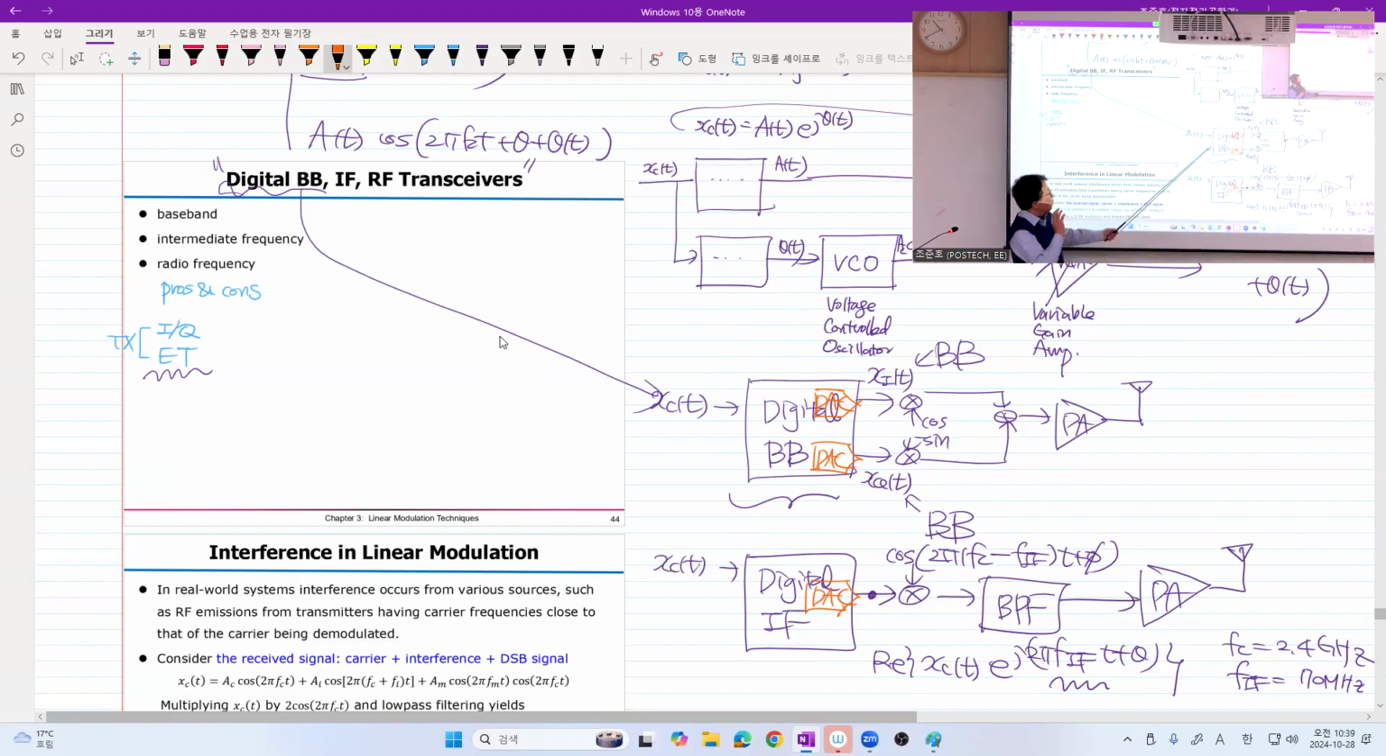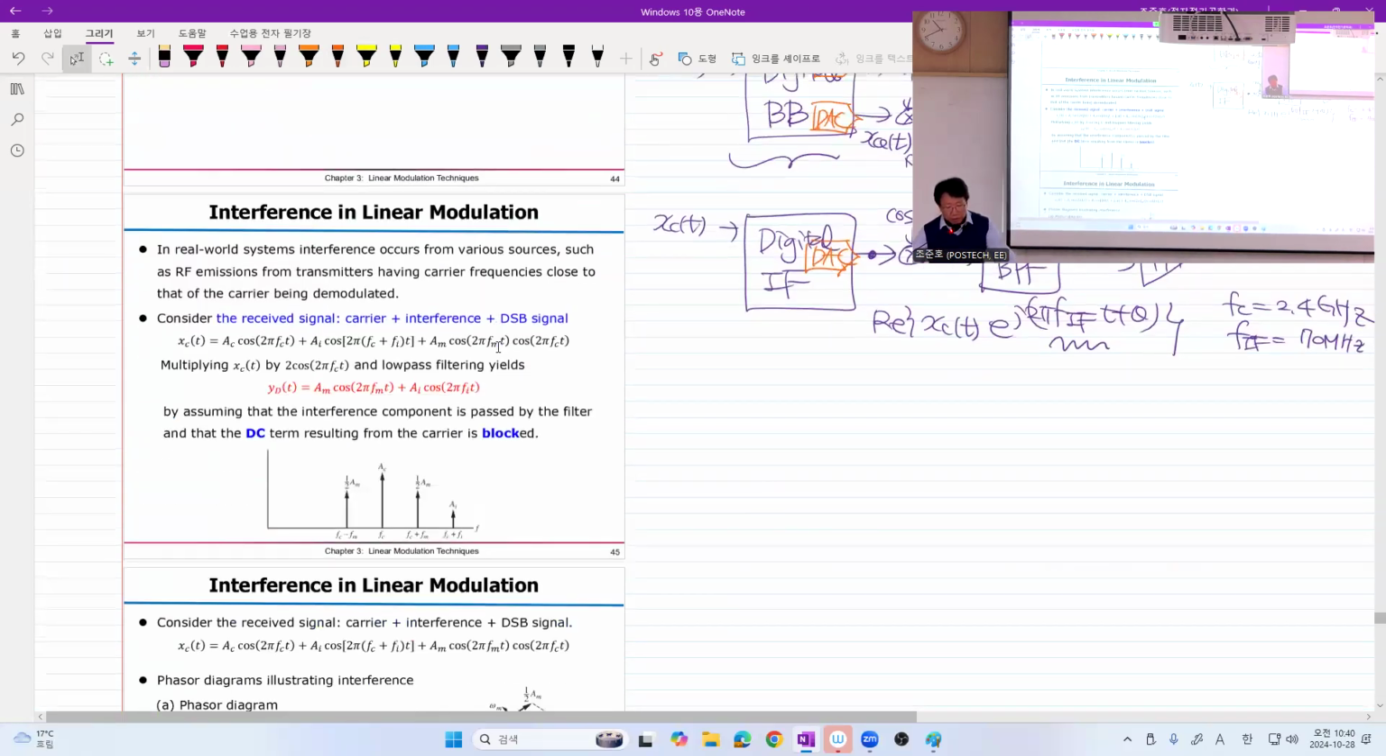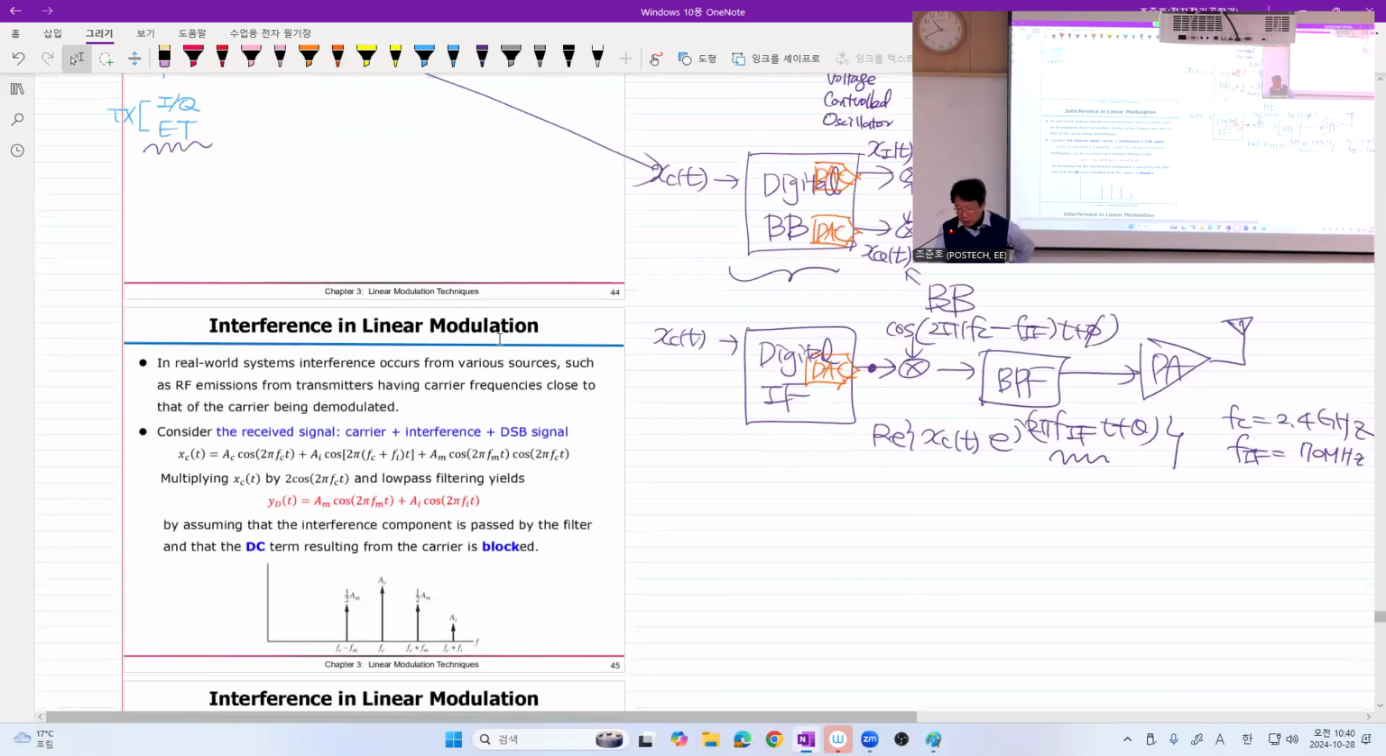So in the early stage of digitalization of the transceiver, they had digital baseband modems. And then after they had very high conversion rate D2A converters, they moved to digital IF. And what about digital RF? Digital RF is amazing.